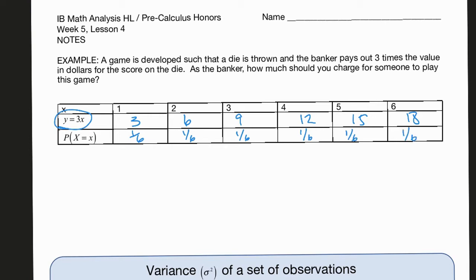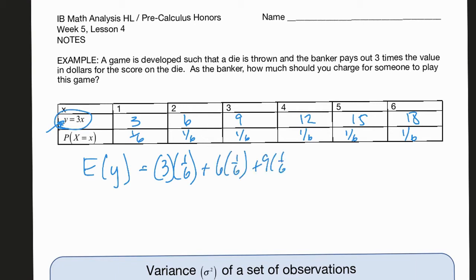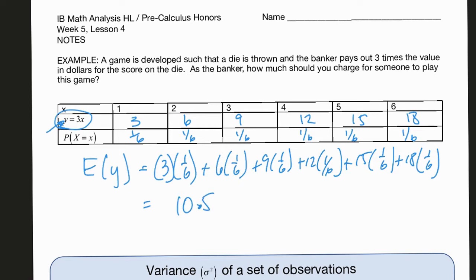So to find the expected value of y, and we're using y because of this linear equation, you take the number times its probability and add that to the number times its probability, etc. And if you break that all into your calculator, we should get 10.5, right? Or in other words, $10.50. That's the expected value that the banker will be paying out. So he probably should charge more than that so that he doesn't go broke.